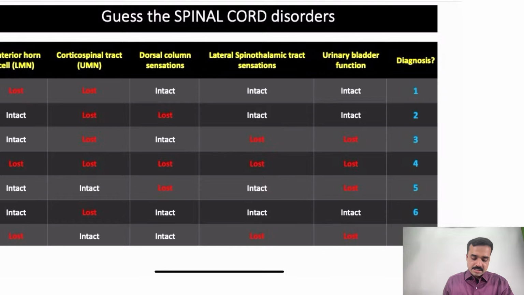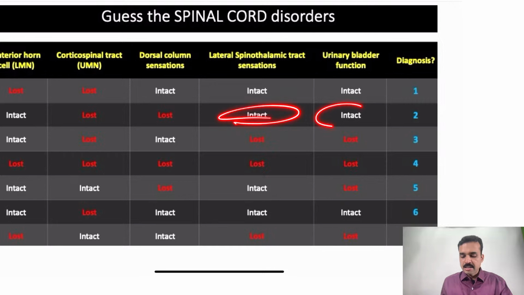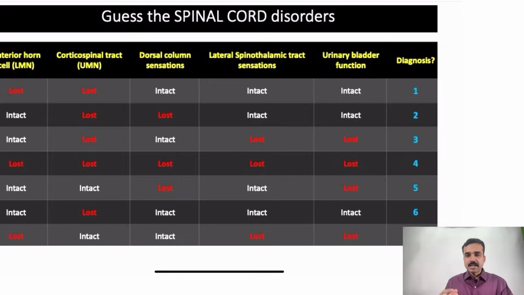Next, if there's a lesion that's affecting the corticospinal tract, sparing the anterior horn cell, along with that, the dorsal column is lost. So the myelinated tracts are lost. If the myelinated tracts are lost, and it spared the anterior horn cell, it spared the lateral spinothalamic tract and the urinary bladder. So that means it's a lesion that's affecting the myelinated fibers, which is probably, you guys can try and guess.